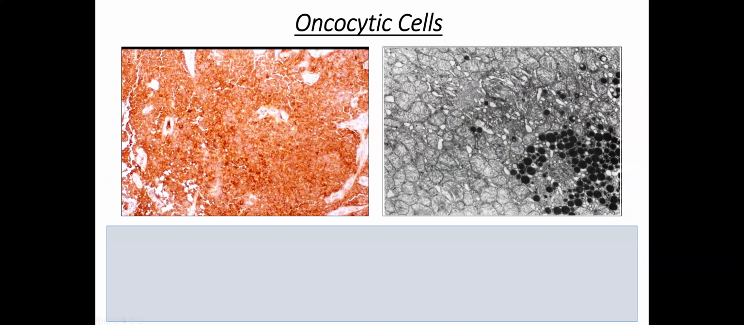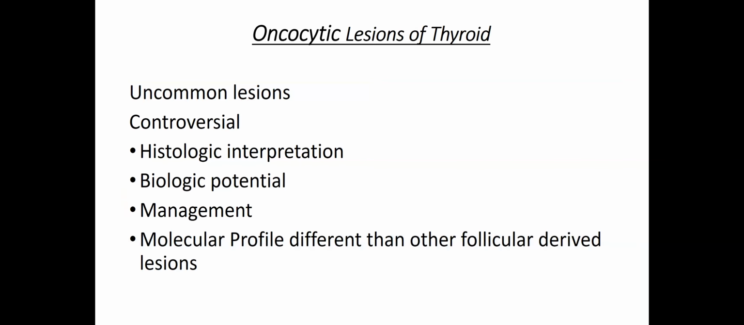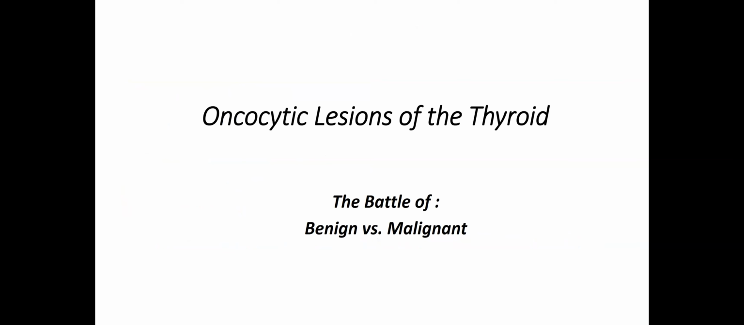On an electron microscope, they do have these large abnormal mitochondria, which is typical of an oncocytic cell. They are follicular cell derived. That means they make thyroglobulin, but they may make less thyroid hormone as compared to non-oncocytic follicular cells. So going through this, the first thing that comes up is, what is a benign oncocytic lesion or a non-neoplastic oncocytic lesion versus a malignant one?